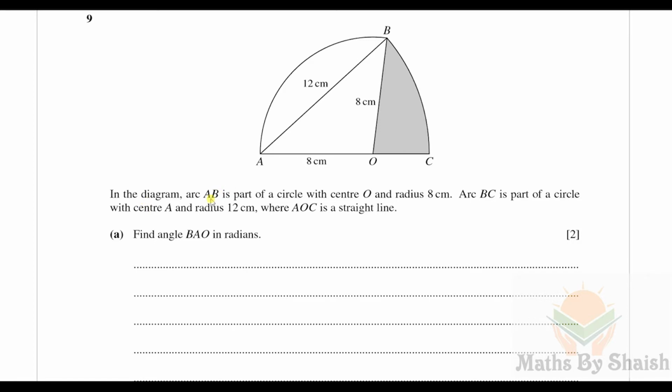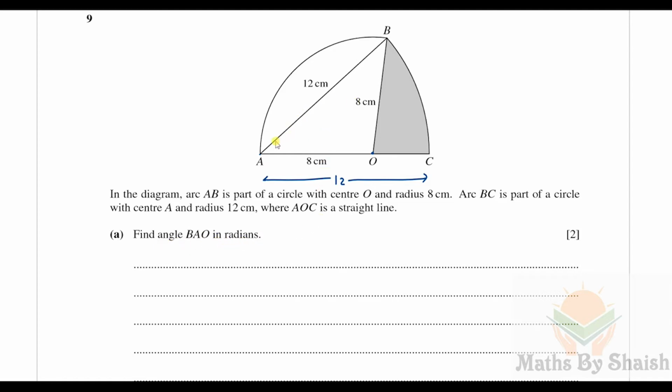In the diagram, arc AB is a part of a circle with center O. So with this center, AB is an arc and the radius is 8. Arc BC is a part of a circle with center A and radius 12. So this is also 12. And this is BC as an arc, where AOC is a straight line. Find angle BAO in radians.